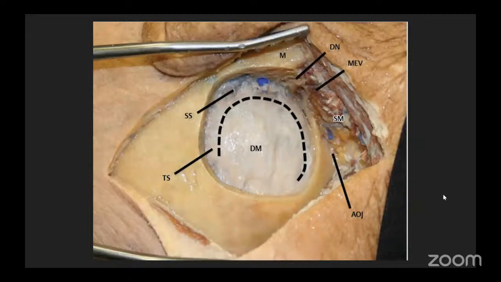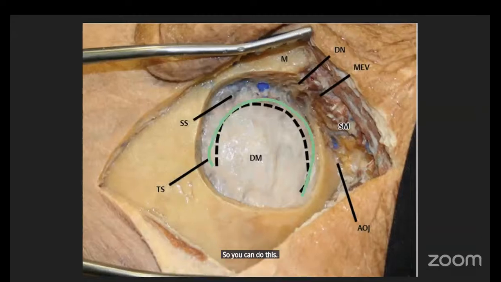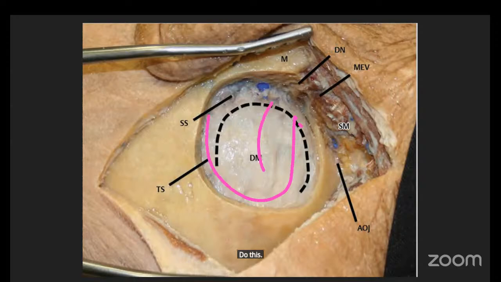So we come to another point of discussion. There are a lot of points of discussion for the retrosigmoid approach. This is another one. I find it particularly interesting. Where are you going to base your dural flap? So you can do this. The other option is, let me mark. You can also choose to do this, flipping it on this side over the sigmoid sinus, basing it on the sigmoid sinus.